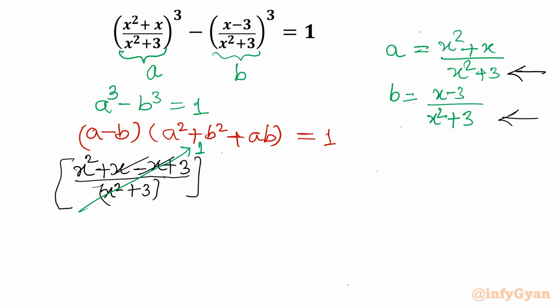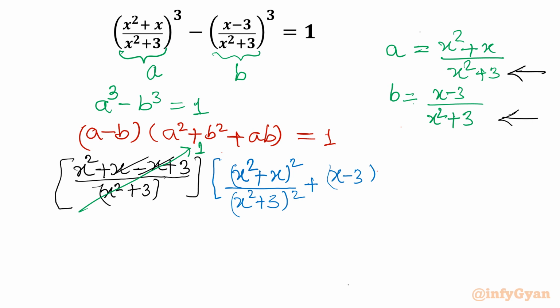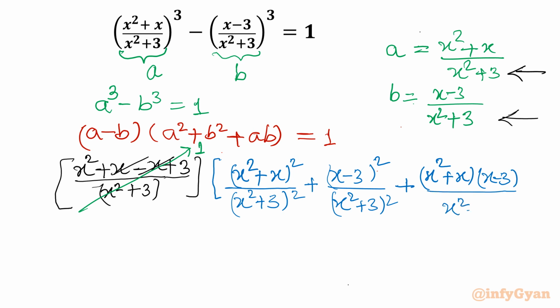Now come to the second bracket, from where we will get the equation: a² + b² + ab. Let us write the value of a²: (x² + x)² over (x² + 3)². This is our a². b² is (x − 3)² divided by (x² + 3)². I am separating numerator and denominator so that we can take the common denominator. Now a times b: the numerator of a is x² + x, the numerator of b is x − 3, and the denominator will be (x² + 3) times (x² + 3), so (x² + 3)². And the RHS is 1.